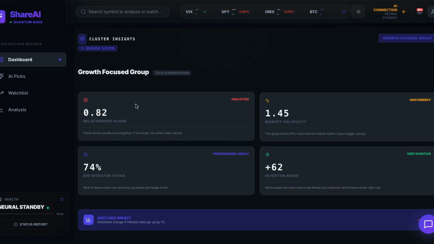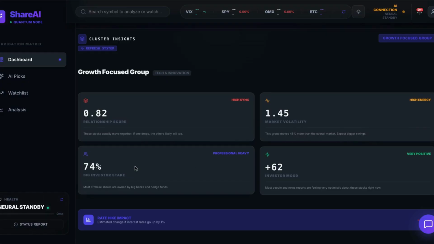One key metric is the relationship score, which shows how closely assets in a cluster move together. A higher score means they tend to rise and fall together, which could increase concentration risk. Another metric is market volatility, indicating how much more the cluster moves compared to the overall market. For example, a cluster moving 45% more than the market means bigger potential swings.